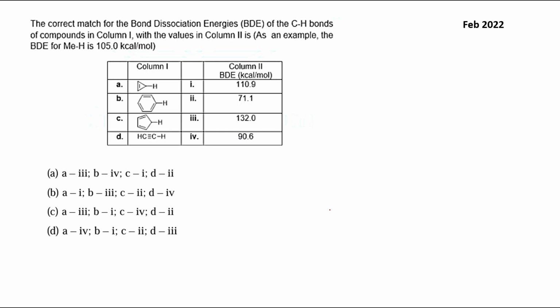The correct match for the bond dissociation energies of the CH bonds. So these bonds in column 1 you have to match with the values in column 2. As an example, the BDE, bond dissociation energy, of this bond is given as 105, just for reference, so that you can compare. And this carbon hydrogen bond, this carbon is basically sp3. So as it is a bond dissociation energy that we have to consider, we always have to consider the S character. So bond dissociation energy is directly proportional to the S character of this CH bond.